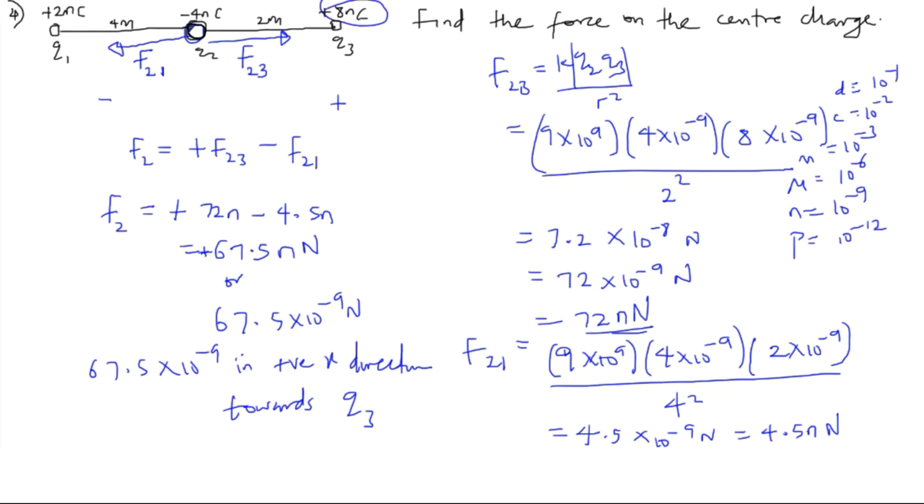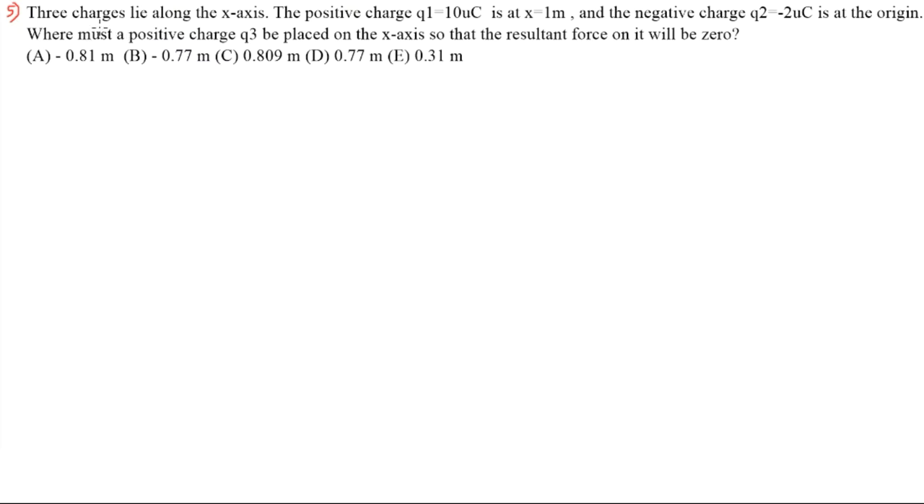That's just it. So let's solve a little bit further. Three charges lie along the x-axis. The positive charge Q1, which is 10 microcoulomb, is at x equal to 1 meter. Now let's just have a formation for the x-axis now.